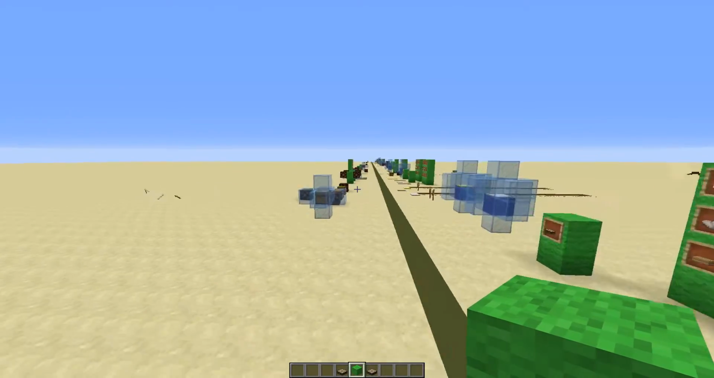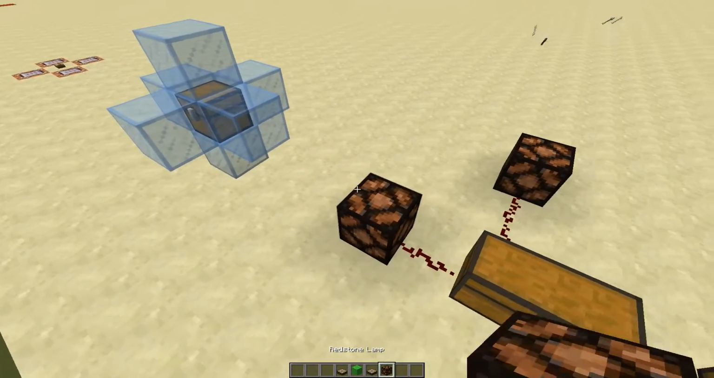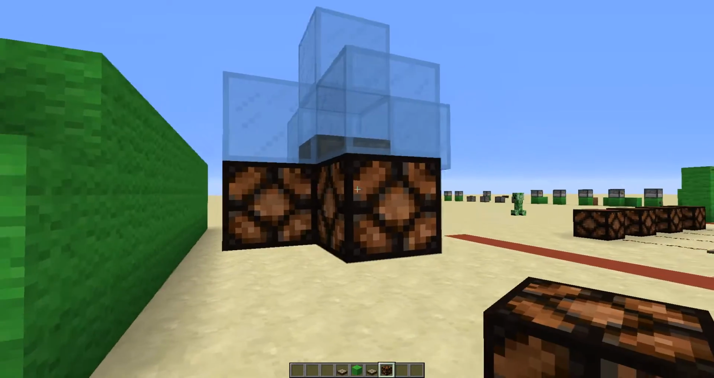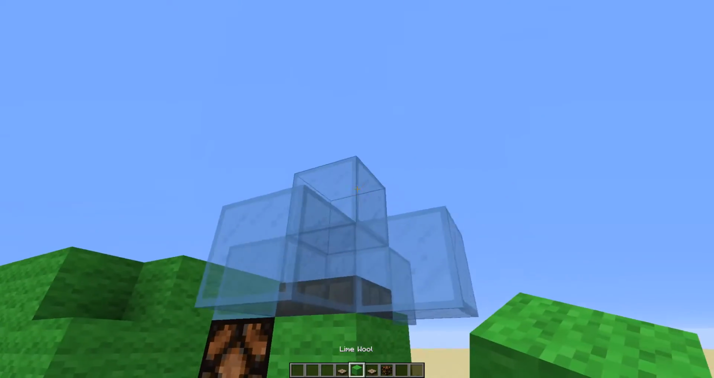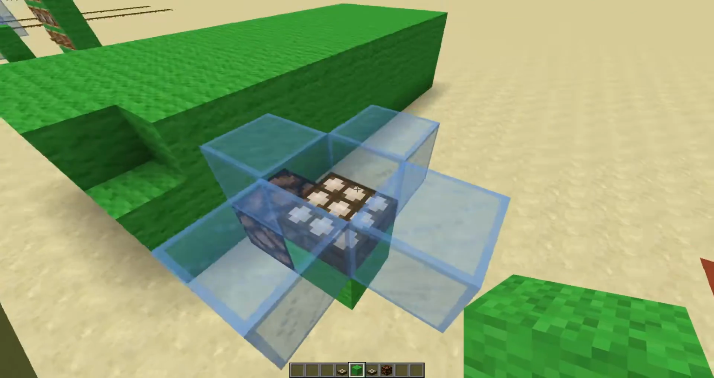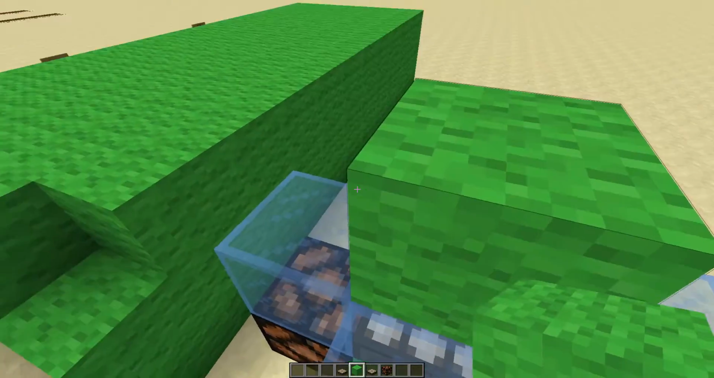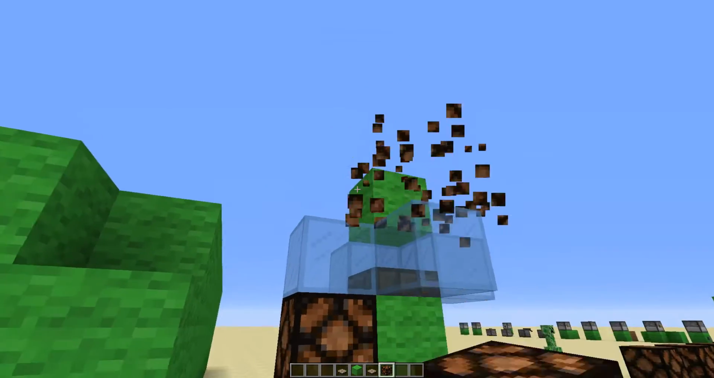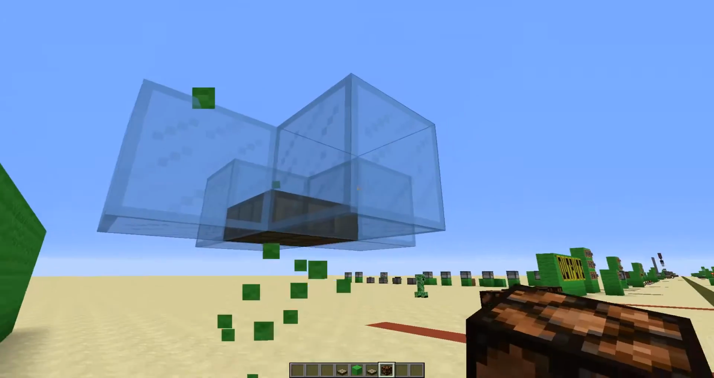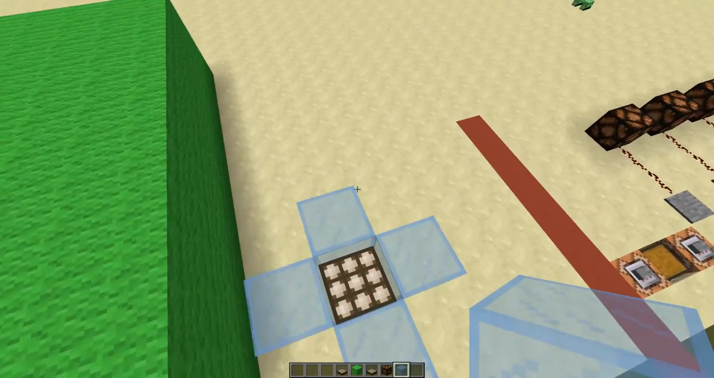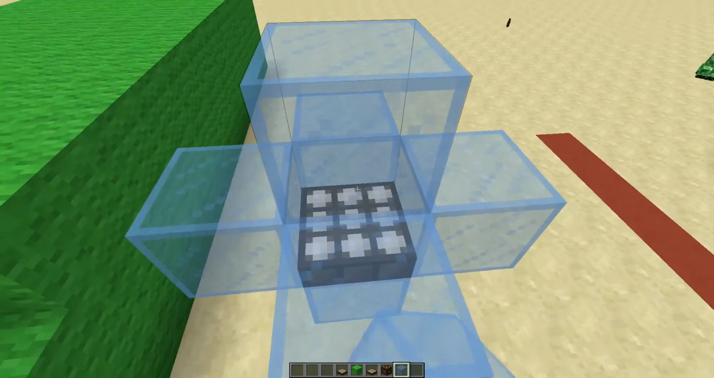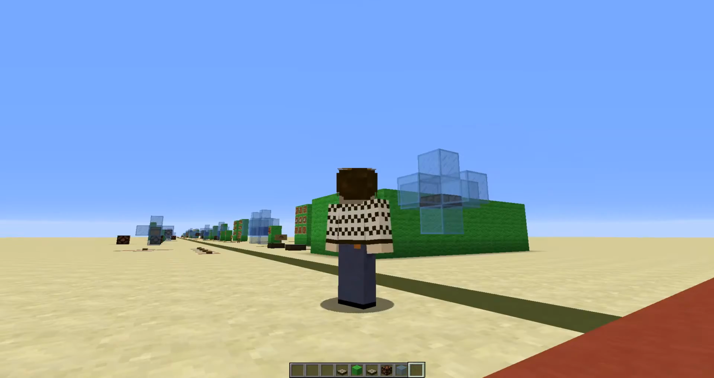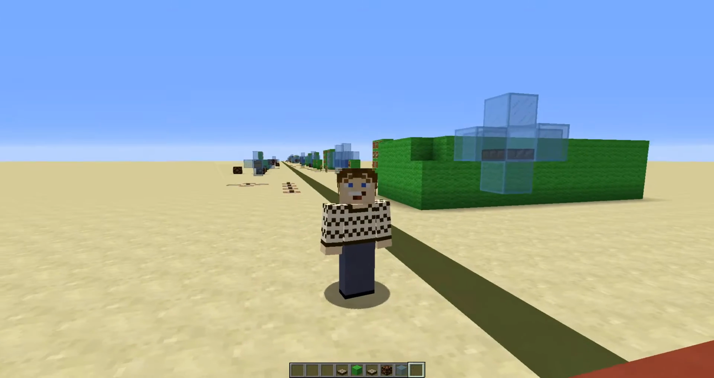Now, for most inputs, you will get strongly powered blocks, but you can see these lamps are not being powered by the daylight sensor, even though this daylight sensor is emitting a signal. It's just not doing it. The daylight sensor does not strongly power anything. It only weakly powers in all directions. Something important to remember about the daylight sensor. And that's it. That's all we're going to be looking at for now.